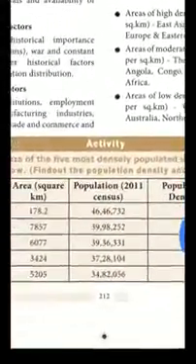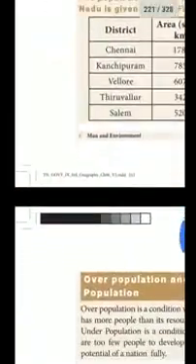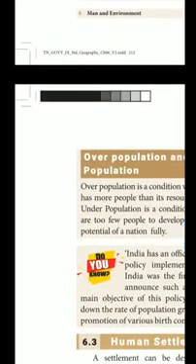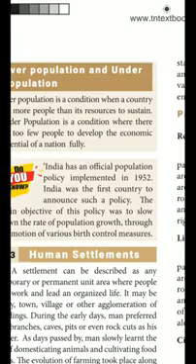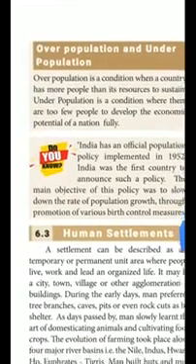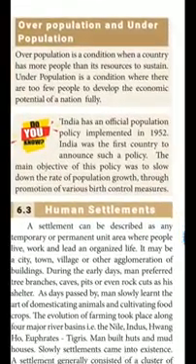Next one is the overpopulation and underpopulation. Overpopulation and underpopulation. What do you know about this? Overpopulation is a condition when a country has more people than its resource to sustain. Underpopulation is a condition where there is too few people to develop the economic potential of a nation fully.